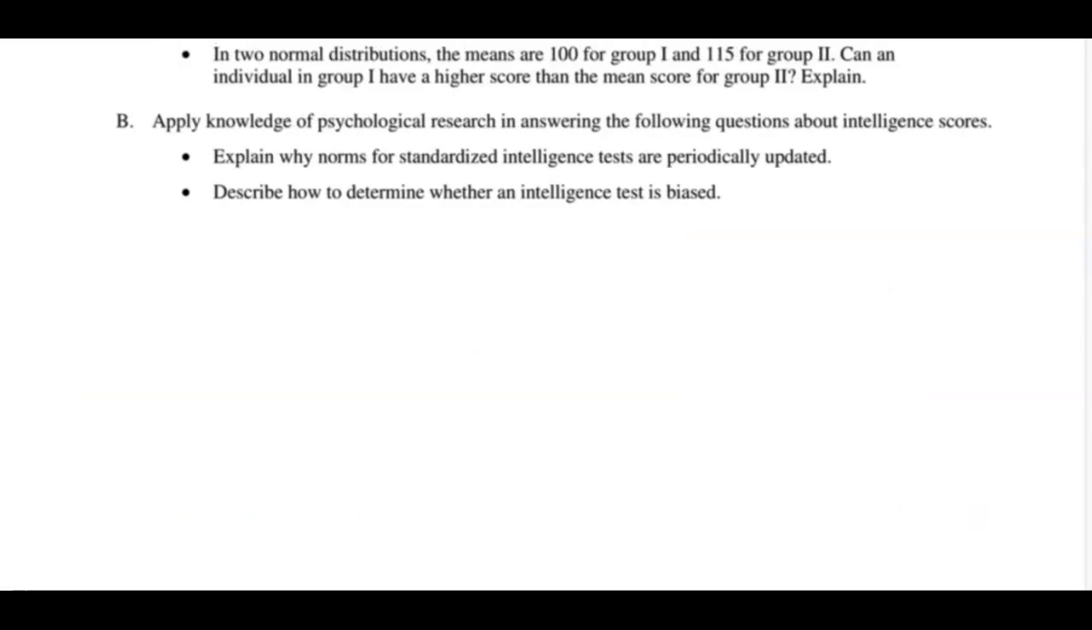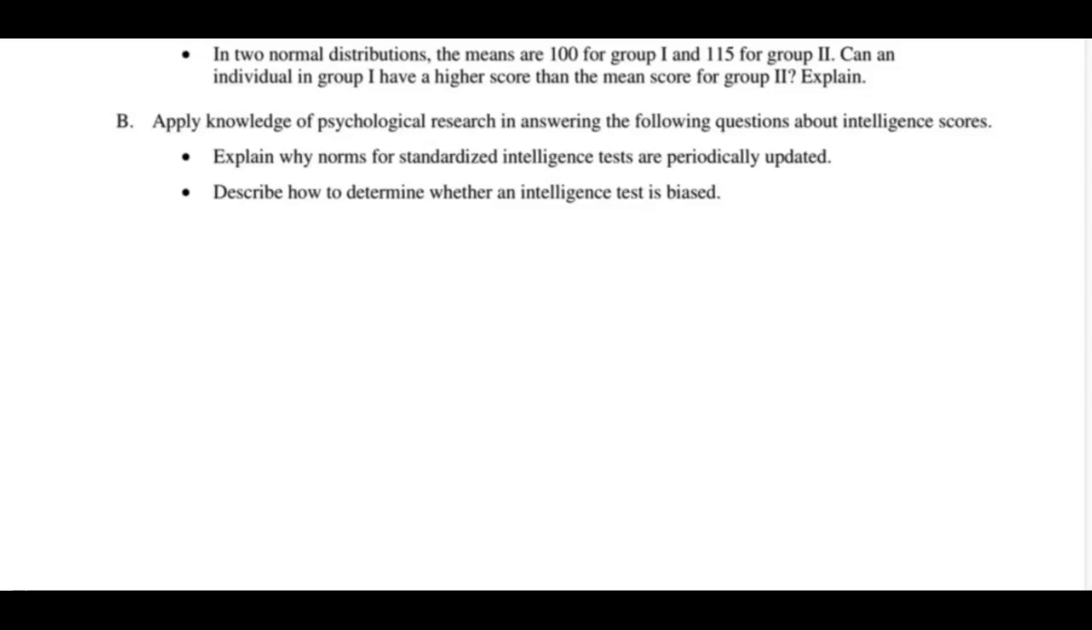So apply knowledge of psychological research in answering the following questions about intelligence scores. So explain why norms for standard intelligence tests are periodically updated. The reason why they're updated is due to the Flynn effect, is that we are naturally getting smarter over time due to better education, better nutrition, technology. And that means that if we were to use the same standards over a period of time, what would happen is people would have an abnormally high intelligence.